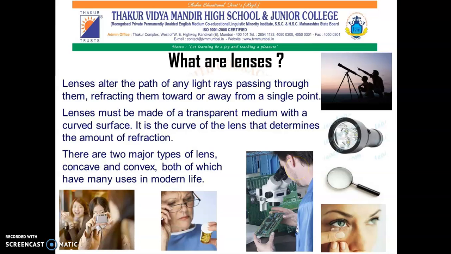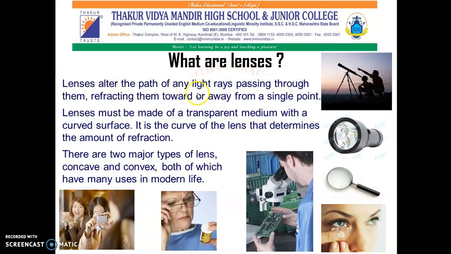We all have seen various uses of lenses in our day-to-day life. For example, they are used in cameras, they are used in spectacles. Lenses are also used in machines like microscope and telescope, in torch, magnifying lens, as well as the lenses that we wear in our eyes. So what are lenses and how do they work?